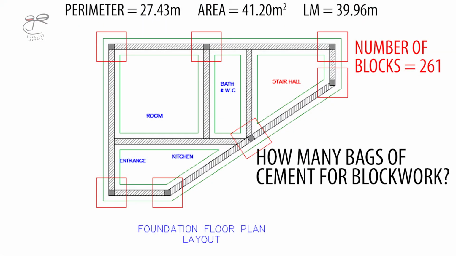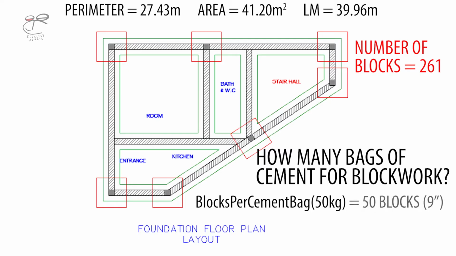Now moving on, how many bags of cement will be enough to lay 261 blocks? Now for that particular size of block, which is a 9-inch block, the average number you can get from a single bag from experience is usually about 50 thereabout. So we have for a single bag of 50 kg Portland cement, we're getting 50 9-inch blocks on the average out of a single bag.